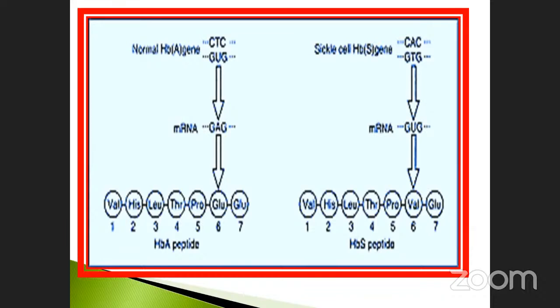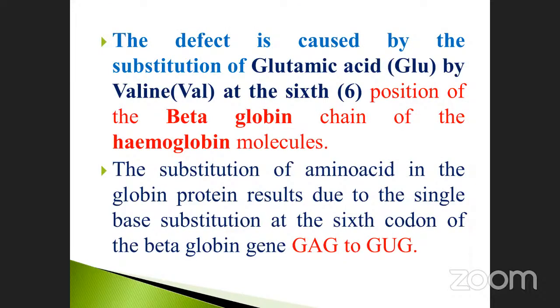Okay, in HbA and HbS, what is the difference? Only the sixth position is changed. Glutamic acid here, and here the valine is there. The HbS contains valine, but at the same time HbA contains glutamic acid. Don't forget, my dear students. These are the differences between these two peptides. The defect is caused by the substitution of glutamic acid by valine at the sixth position of the beta globulin chain of the hemoglobin molecules.